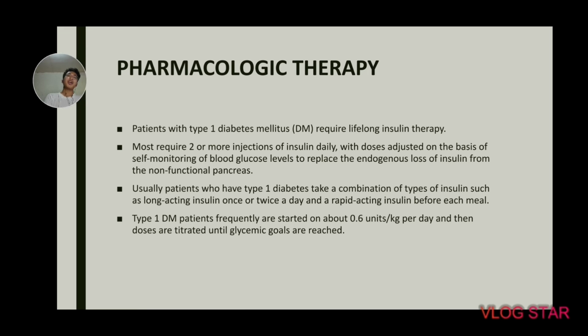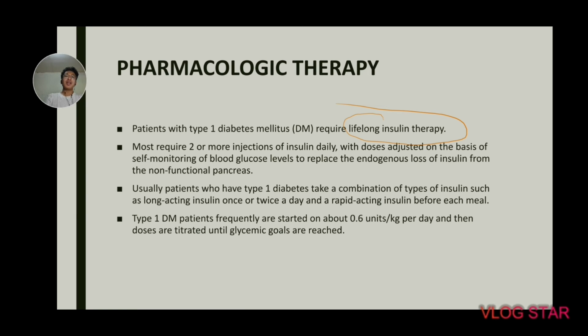So for pharmacologic therapy, patients who are diagnosed with type 1 DM require lifelong insulin therapy because, like I said earlier, they have little or absent insulin produced by their pancreas. Most require 2 or more injections of insulin daily, with doses adjusted on the basis of self-monitoring of glucose levels, to replace the endogenous loss of insulin from the non-functional pancreas.